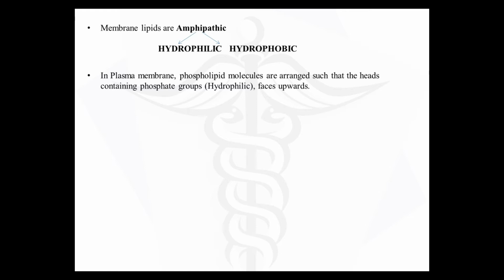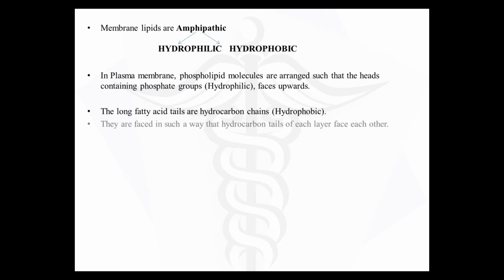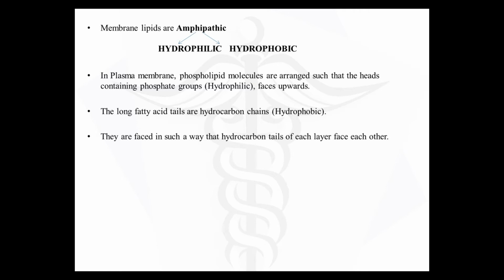In the plasma membrane, phospholipid molecules are arranged in such a way that the head containing the phosphate group, which is hydrophilic in nature, faces outwards. The long fatty acid tails are hydrocarbon chains and are hydrophobic in nature. They are arranged in such a way that the hydrocarbon tails of each layer face each other. Cholesterol molecules are scattered within the lipid bilayer.